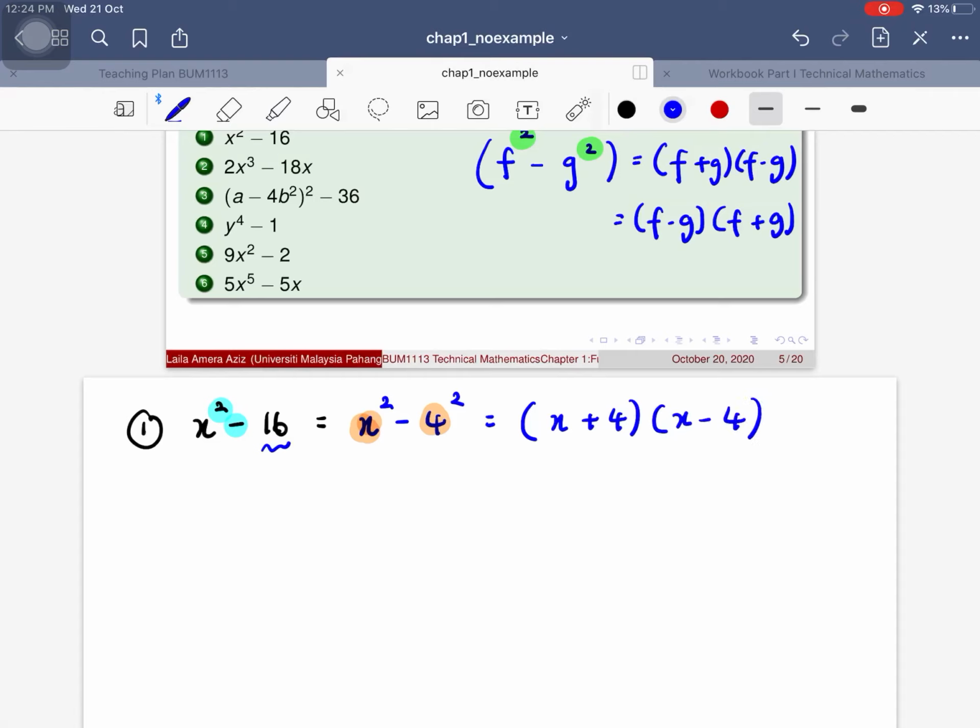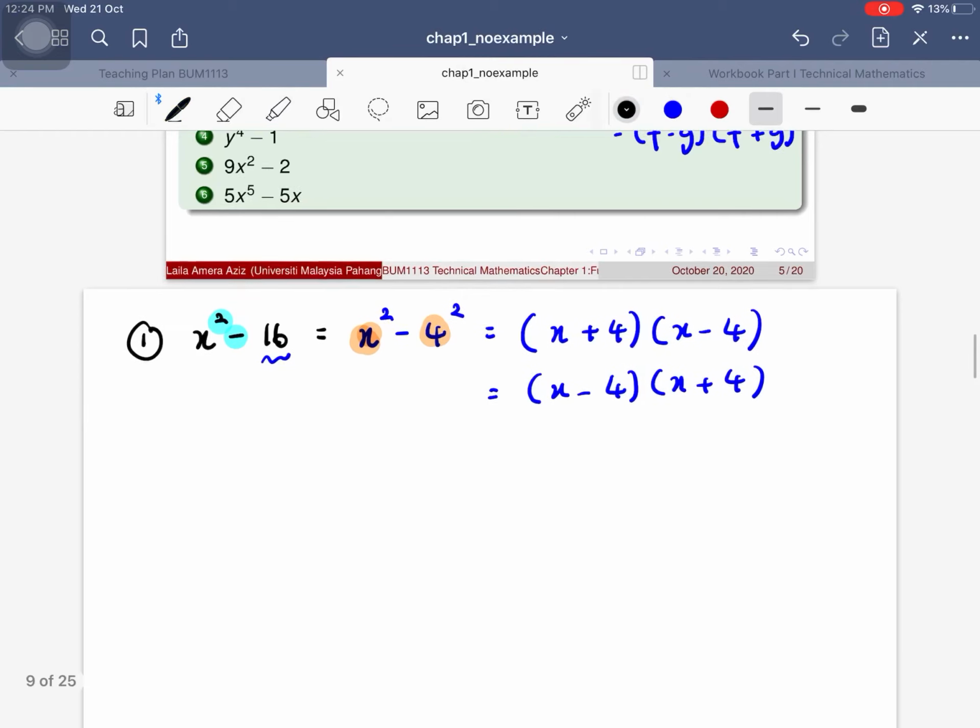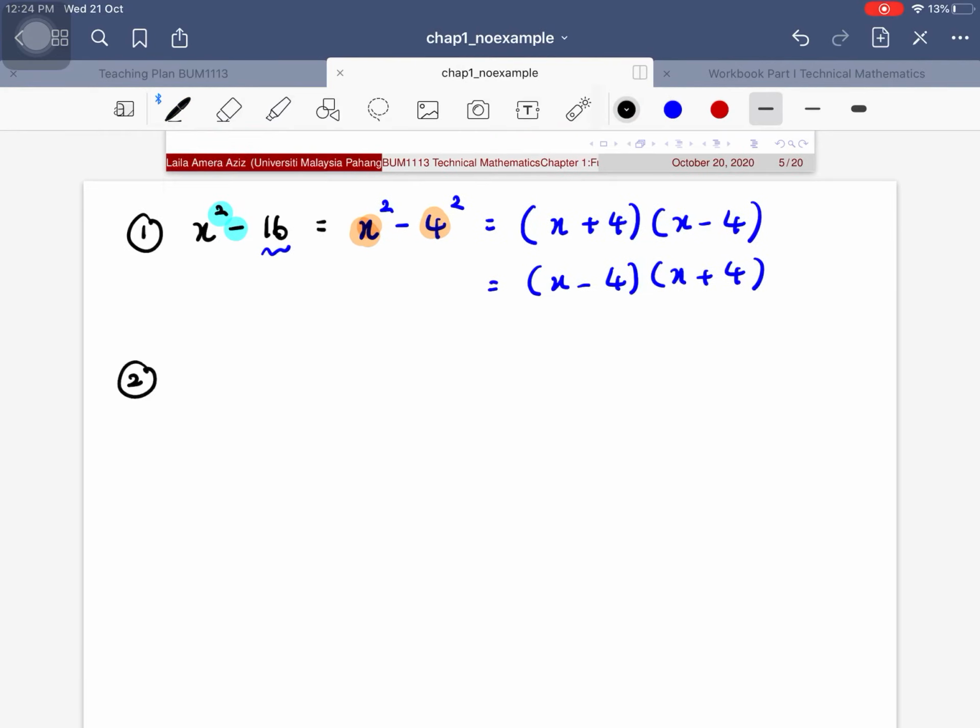As I mentioned before, it could also be the other way around. So it could also be written as x minus 4 multiplied by x plus 4. Either way is correct. So that will be the first example. For the second example, I have 2x cubed plus, sorry, it's going to be minus. That should be a minus 18x.